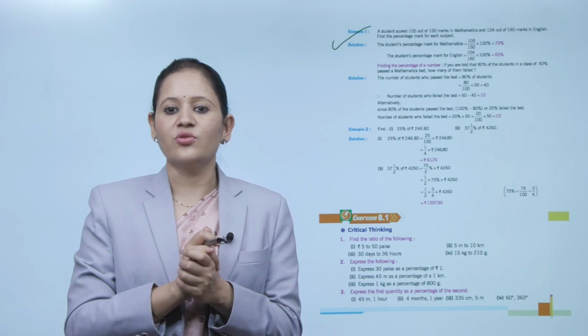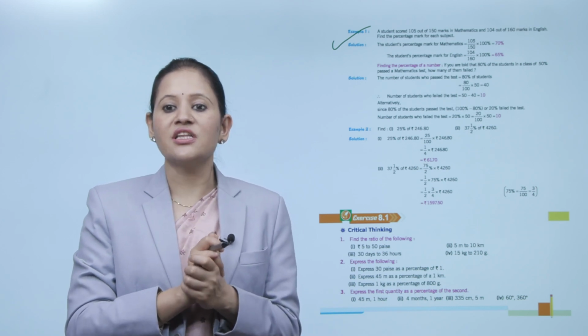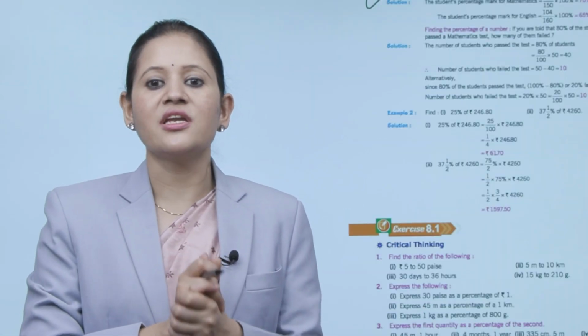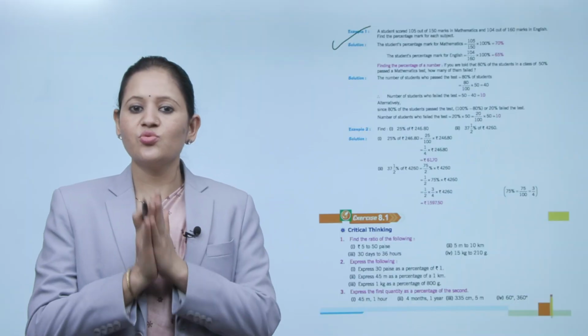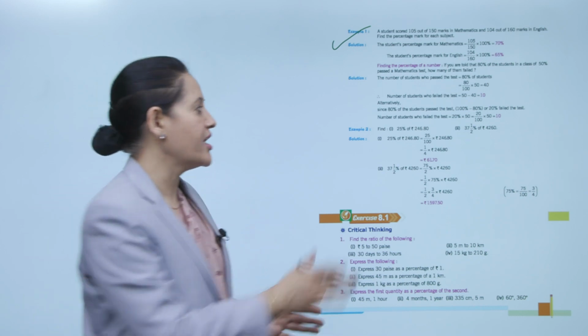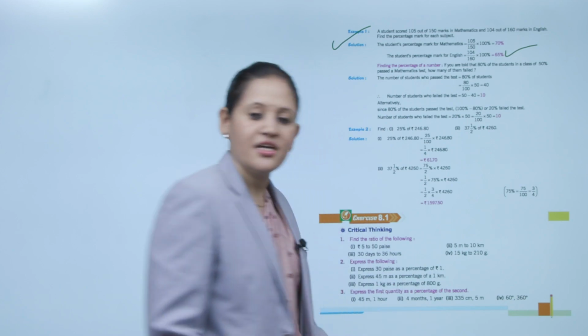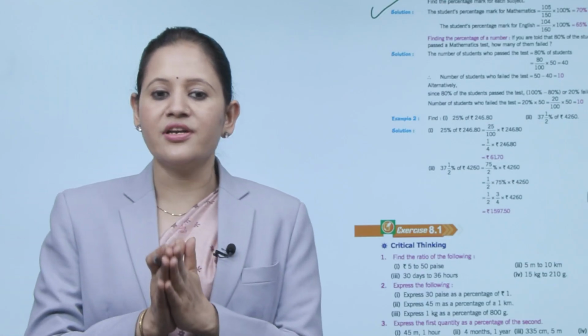Finding the percentage of a number. If you are told that 80% of the students in a class of 50 passed a mathematics test, how many of them failed? And the student's percentage mark in English हो जाएंगे 104 upon 160 into 100, that is 65%. Clear? So this is how we will find the marks.